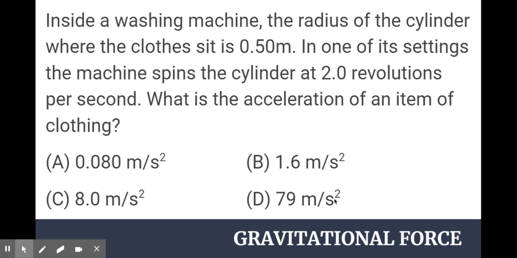It's going to be helpful. Hint, hint, wink, wink. Inside a washing machine, the radius of the cylinder where the clothes sit is 0.5 meters. In one of its settings, the machine spins the cylinder at 2 revolutions per second. What is the acceleration of an item of clothing in the washing machine? Okay, let's see what you come up with. The correct answer is D.